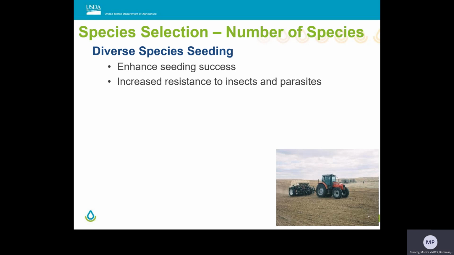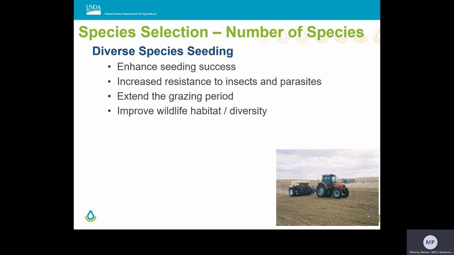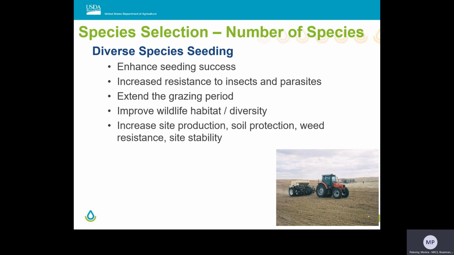Also, diverse species mixes increase the amount of beneficial insects that you'd have on the site, the insects and parasites, and this could be beneficial for providing natural pest control. Having a diverse mix can also help extend your grazing season and improve wildlife habitat and diversity, because that diversity is going to provide different plant structure and different food resources.